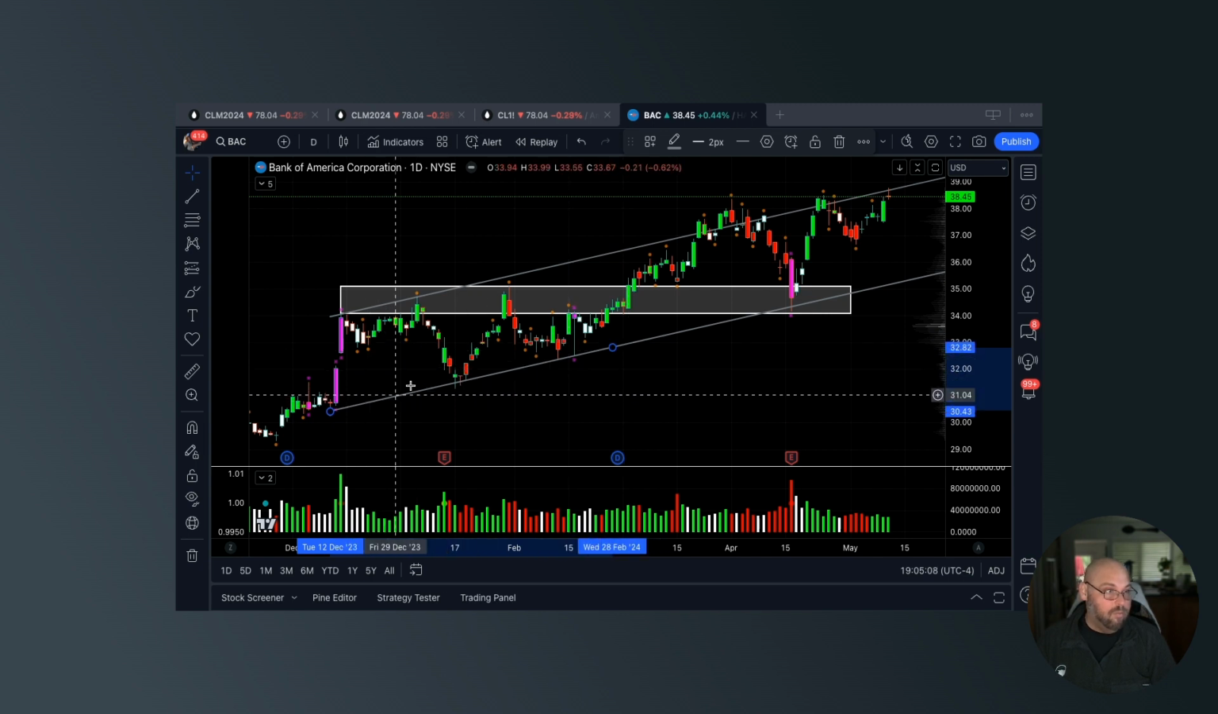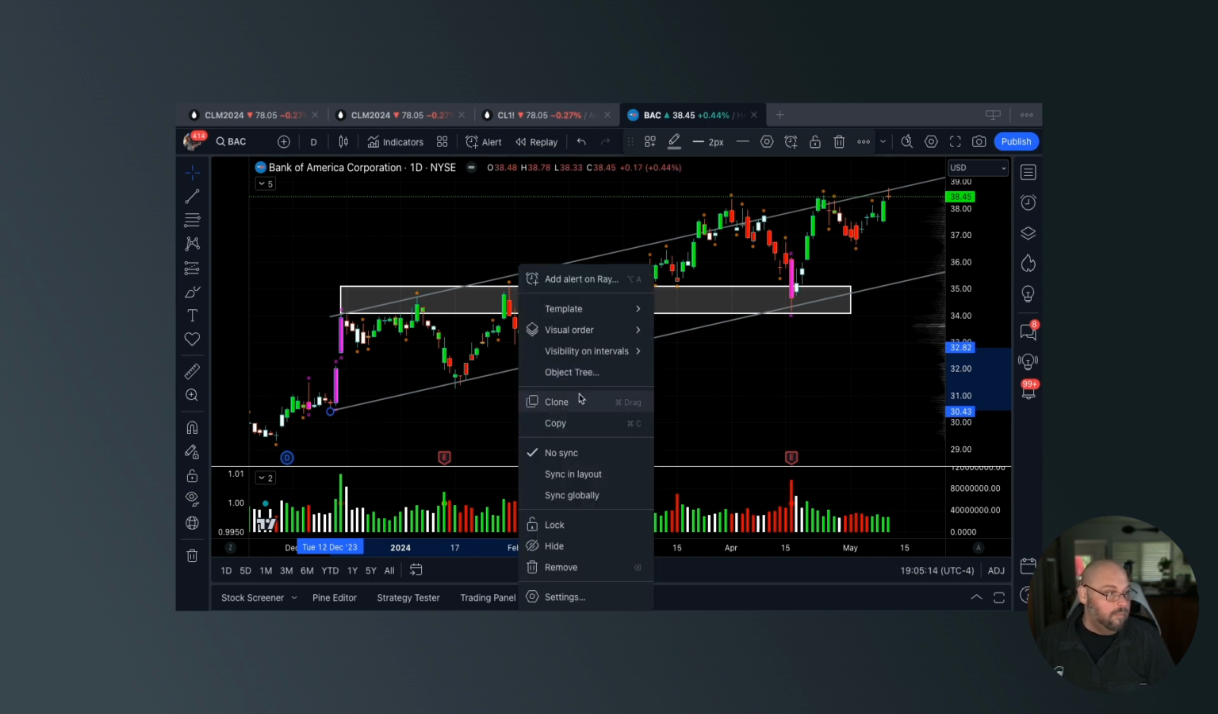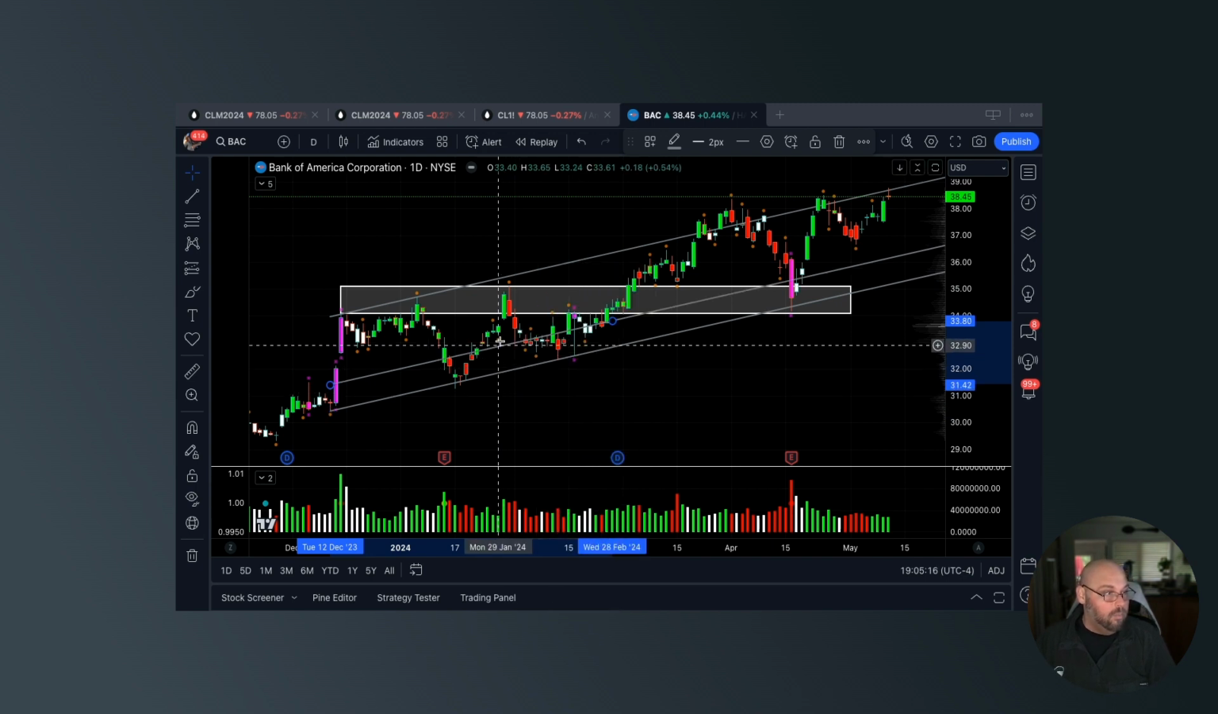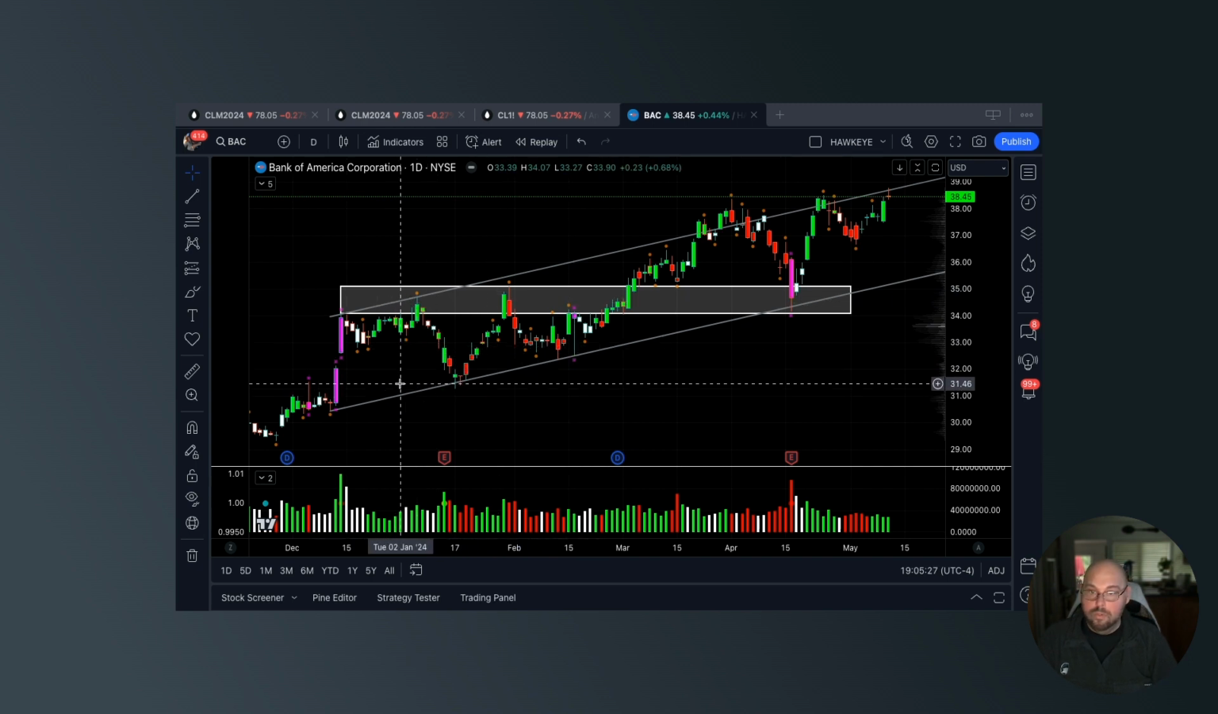So I basically have one extending line. All I did was duplicate this line, or on TradingView, it's called cloning. Right? You hit clone, and it will give you a second line identical to the first one that you had printed. And I basically just put that at the very top in between all these lows, okay?